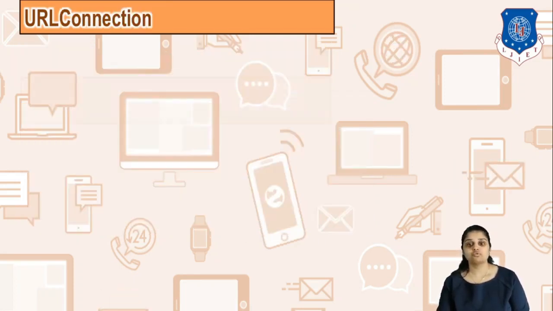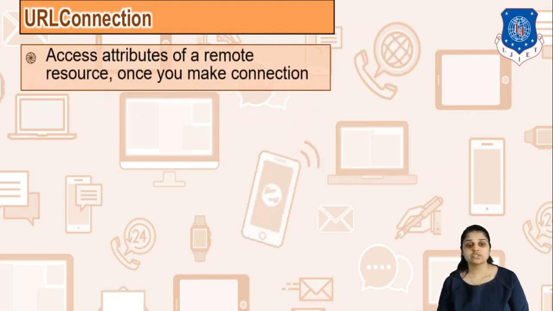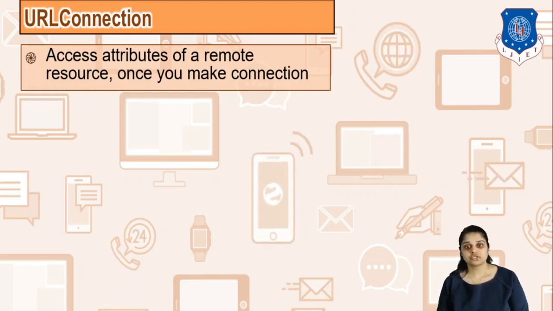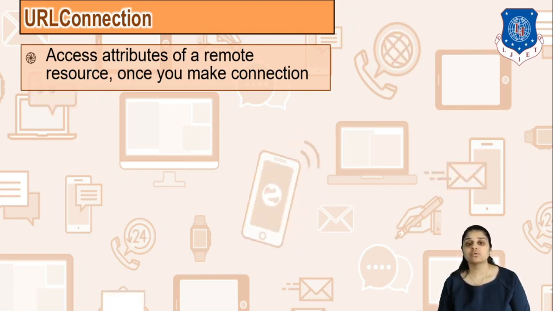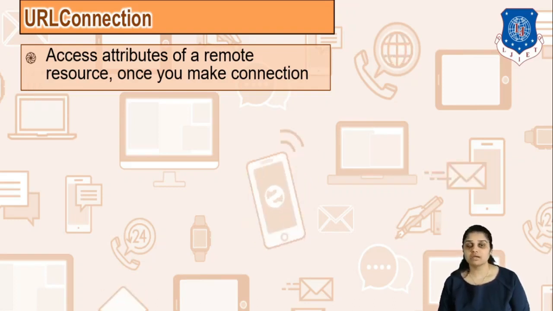We shall now move on to URL connection. This URL connection can be established after you know what URL you want to connect to. So after you have a specific URL, using the URL connection class you can access all the attributes of the content that you are accessing. But this is possible only after making a connection.